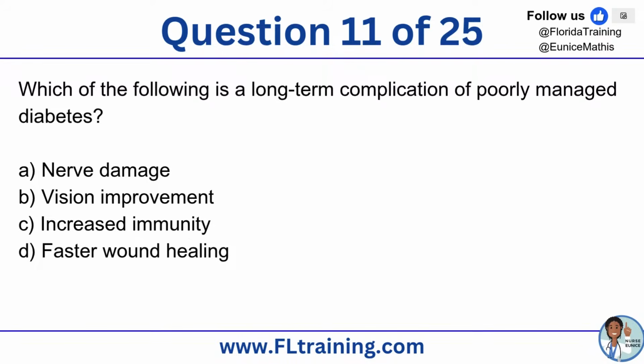Number 11. Which of the following is a long-term complication of poorly managed diabetes? Would it be A, nerve damage, B, vision improvement, C, increased immunity, or D, faster wound healing?